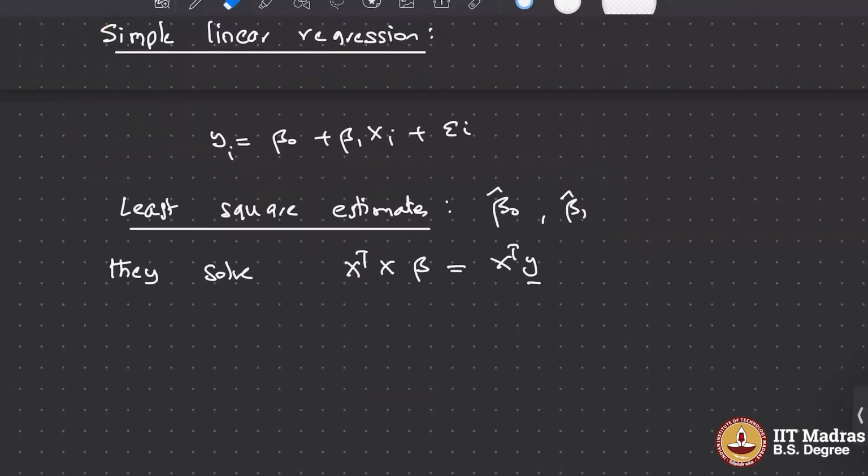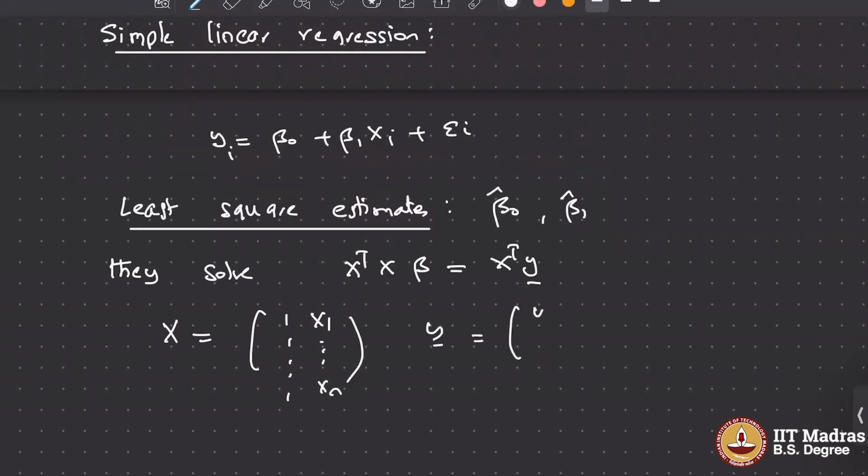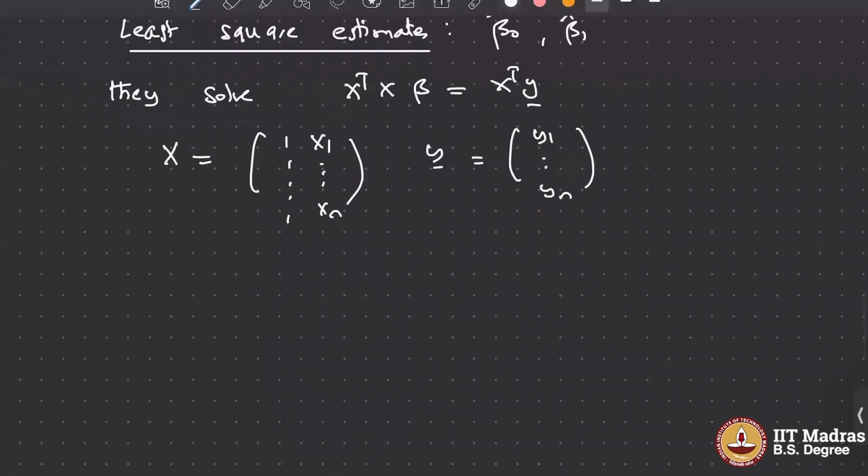X was just a column of 1s and then x1 up to xn. And y was just, again, the vector y1 up to yn. So if you do a little bit of analysis, linear algebra, you can calculate what x transpose x is.